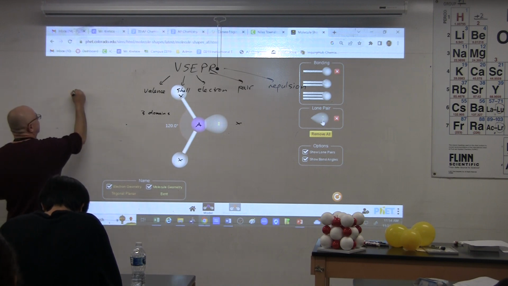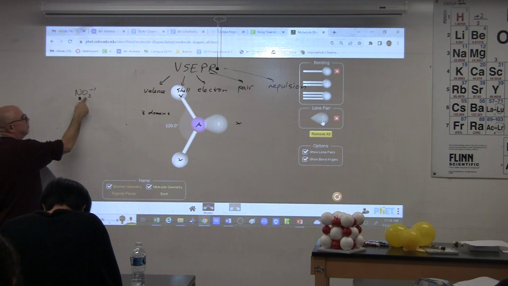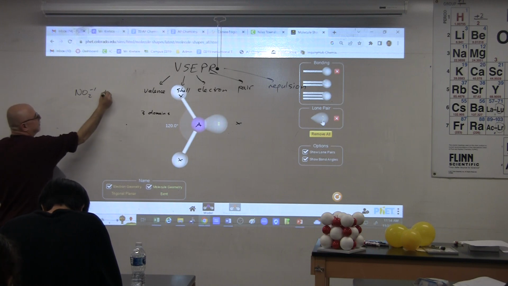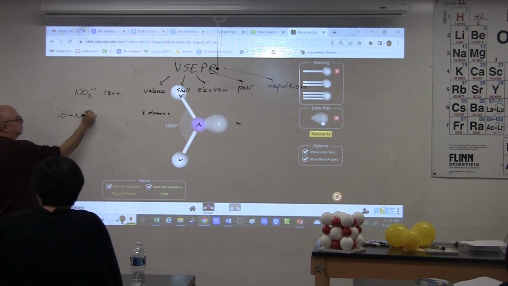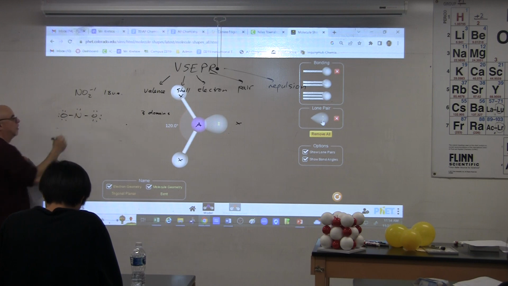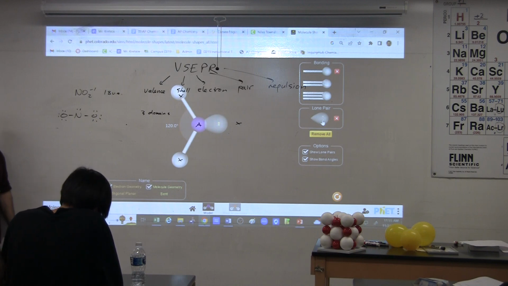All right, NO2 minus. What's the Lewis structure here? 5, 6, and 12 is 18 valence electrons. So it's going to look something like this. Oh no, I ran out of electrons, whatever will I do? How do I fix nitrogen if I'm out of electrons? What? Speak up!